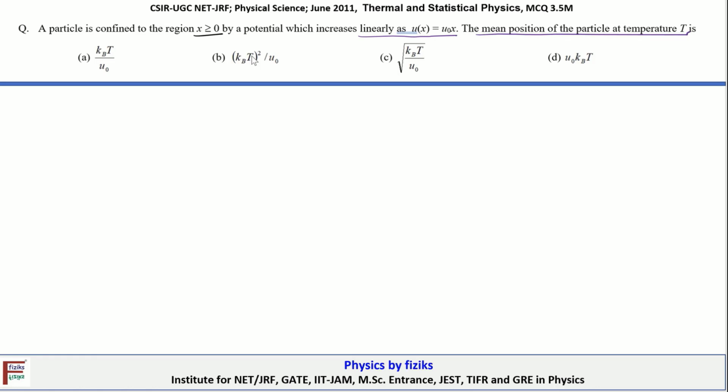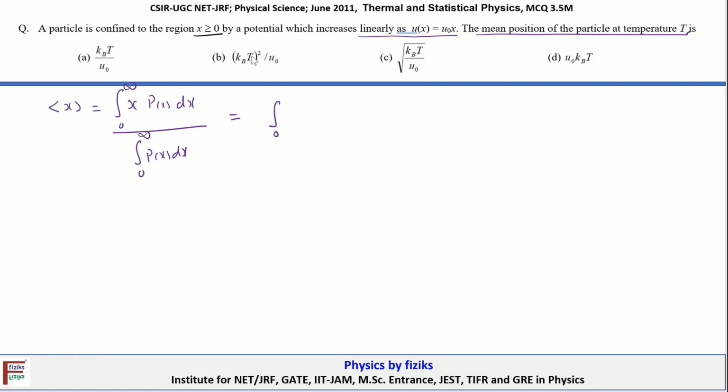here the mean value of a physical quantity is given by the general expression that we have used many times: the integral of the physical quantity itself multiplied by the corresponding probability distribution over the relevant range, divided by the integral of p(x) dx within appropriate limits of integration. Because here we have to determine the average value of the position basically.